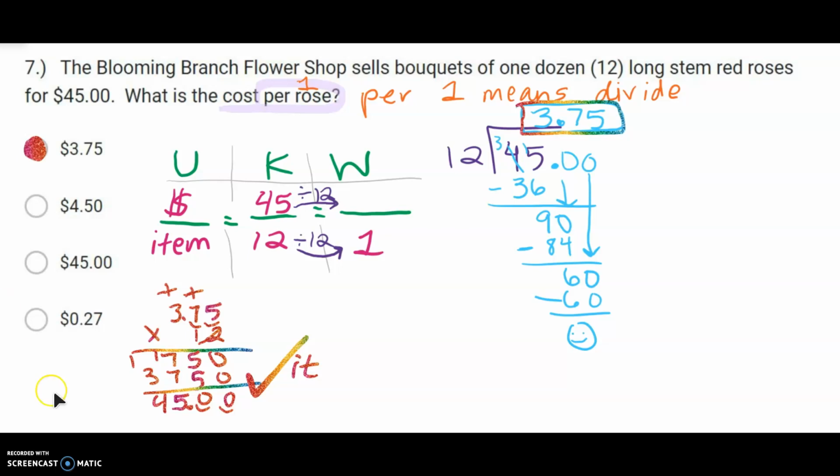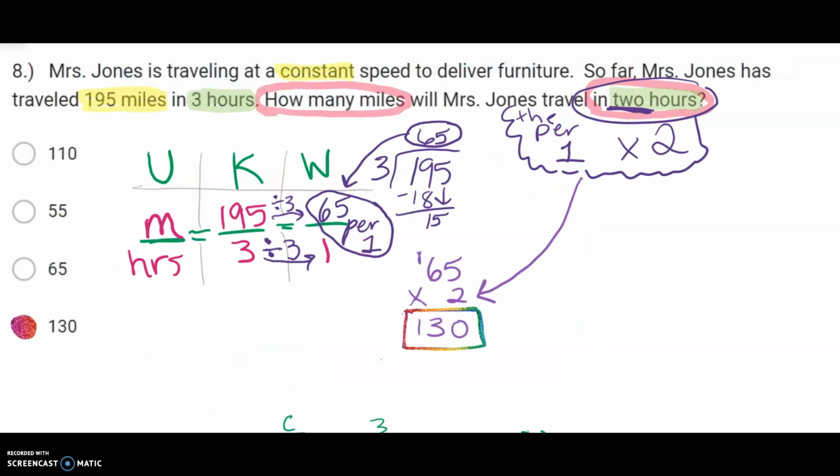All right, let's take a look at number 8. Okay, number 8 says, Mrs. Jones is traveling at a constant speed to deliver furniture. So far, Mrs. Jones has traveled 195 miles in 3 hours. The question asks, how many miles will Mrs. Jones travel in 2 hours?